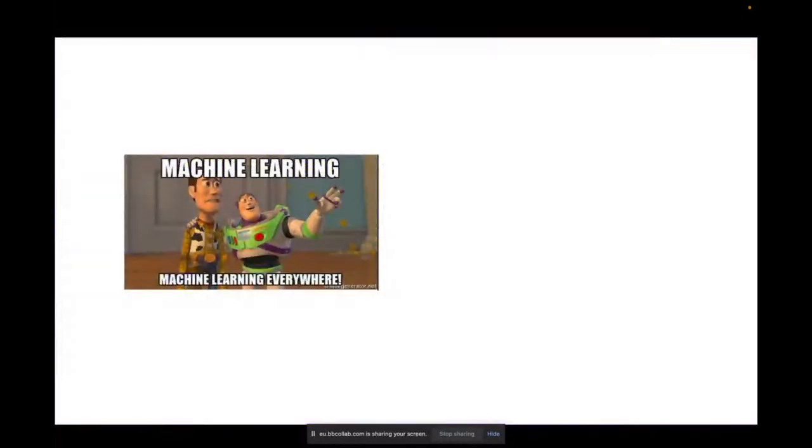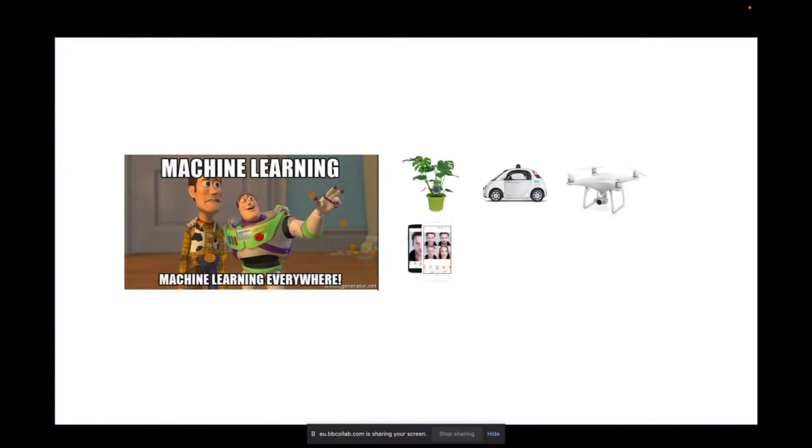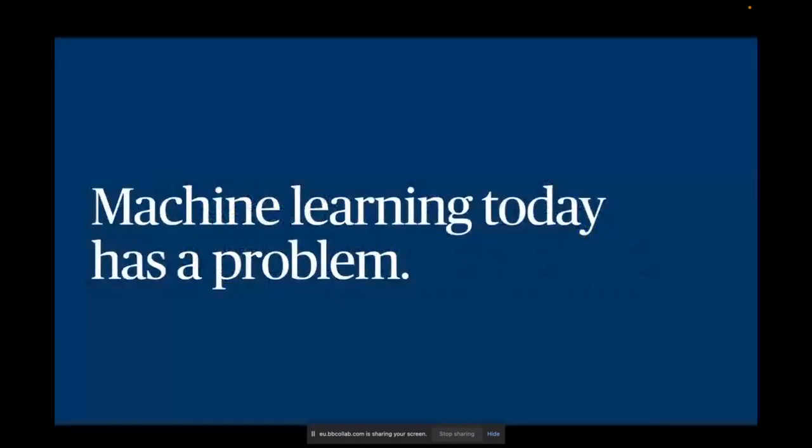So we see machine learning really everywhere, from small things like a single sensor, to bigger things like smart cars, drones, your smartphone, even a smart city. Today I'm not going deep into how many applications we can build using machine learning, but I will focus on one problem that I think machine learning is really facing today.